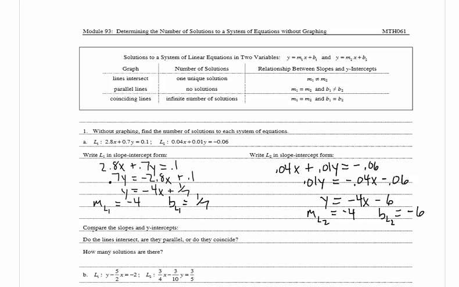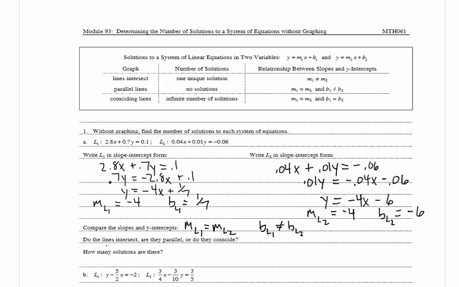And now they ask us to compare the slopes and the y-intercepts. And we can see that the slopes are the same. So m of L1 is equal to m of L2. And we can also see that our y-intercepts are different. So we can say that b of L1 is not equal to b of L2.